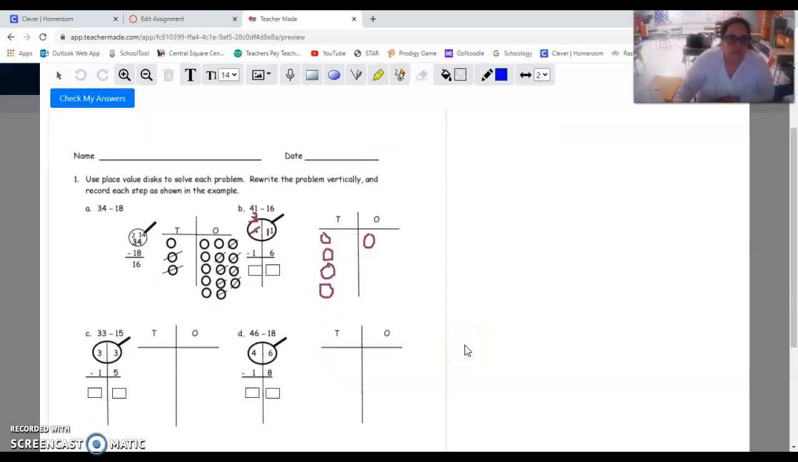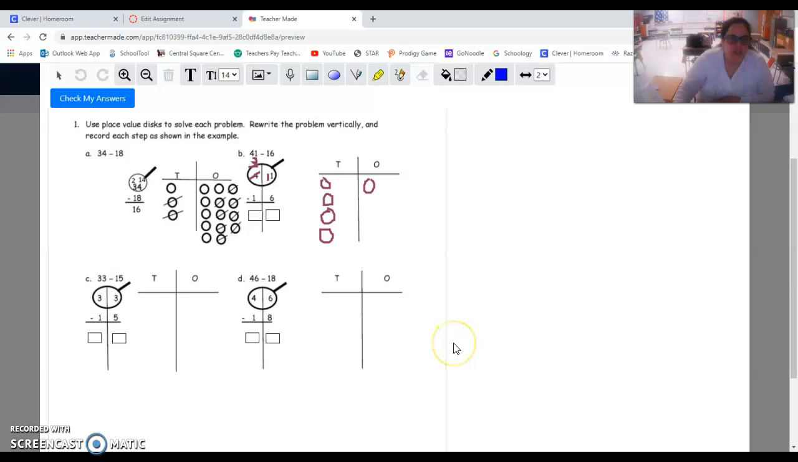Hi boys and girls, so today for your math homework, what you have to do is use place value discs to solve each problem and solve it vertically. I had started this one for you, 41 minus 16, so remember you always subtract from the ones.